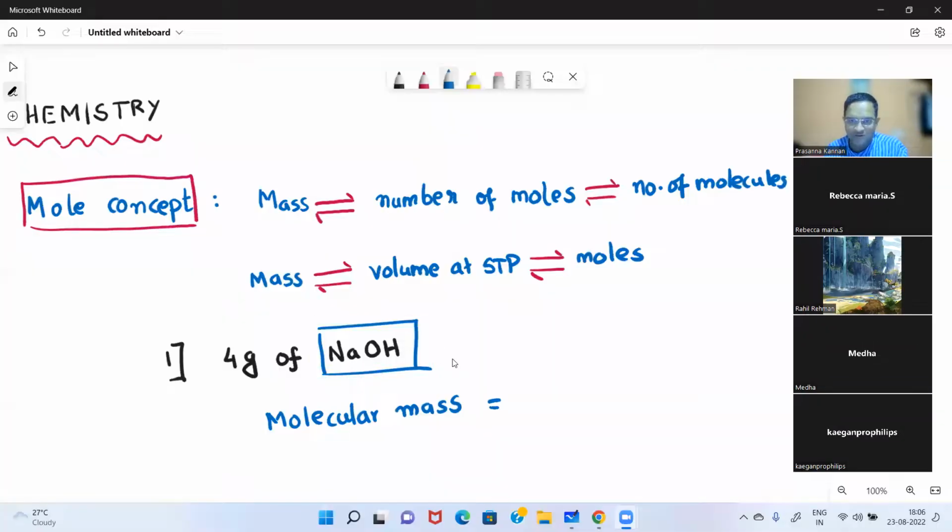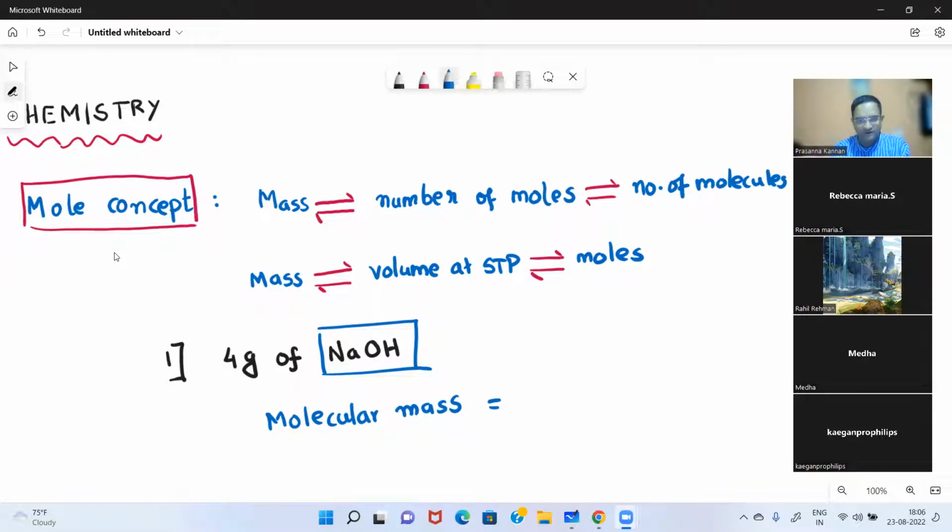Good evening, everyone. So these are the things we are going to discuss today. In chemistry, we are going to discuss the mole concept through questions. So the first question I have taken is, let us consider 4 grams of sodium hydroxide. Find out the number of moles and the number of molecules of sodium hydroxide.